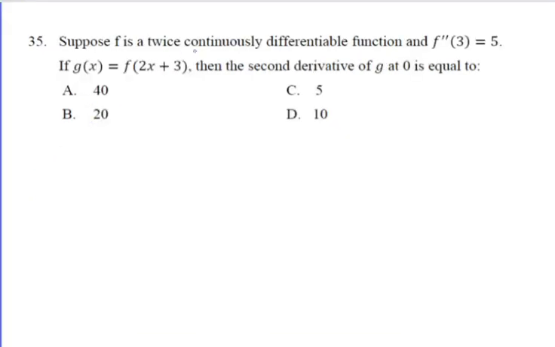Suppose f is a twice continuously differentiable function and the second derivative of the function at 3 is 5. If g is defined by the composition of f with 2x plus 3, that is, g is f of 2x plus 3, then the second derivative of g at 0 is equal to how much?